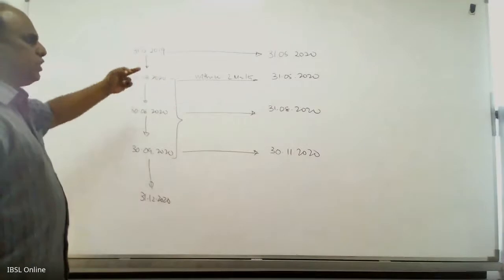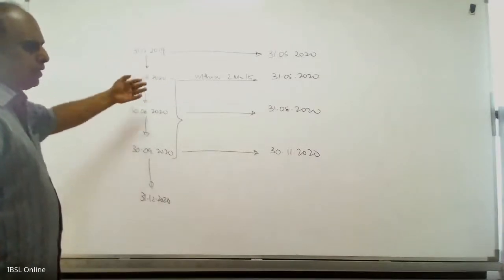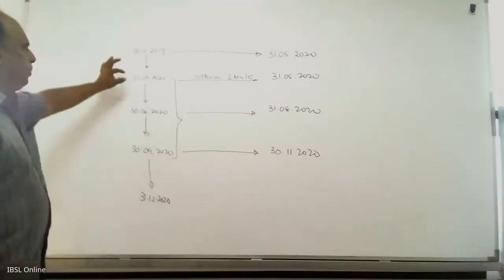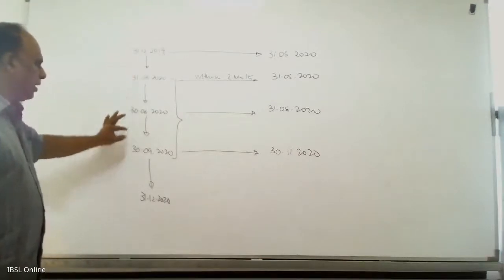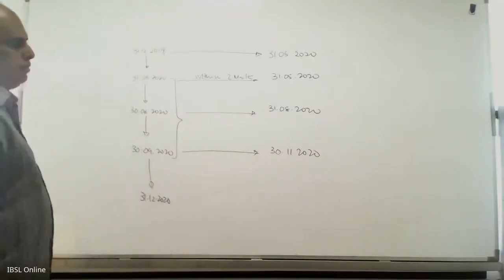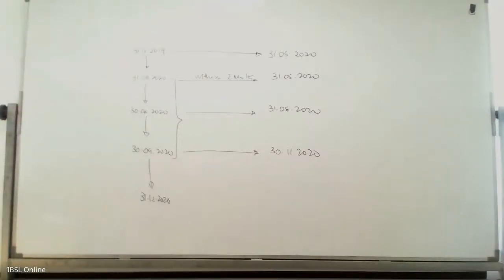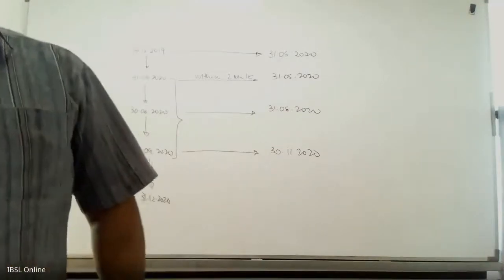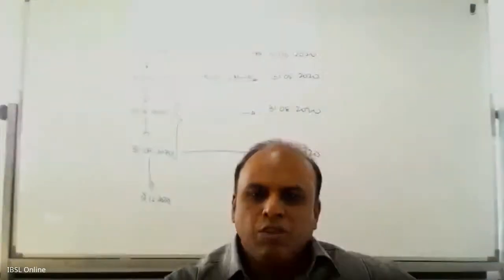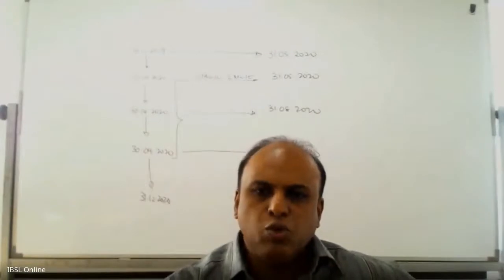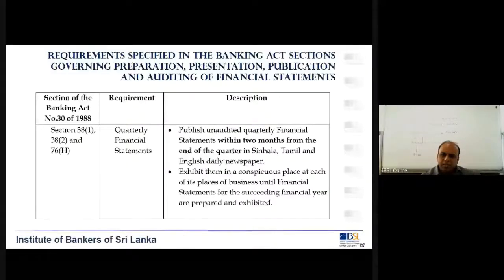Now, if you are a 31st March completing bank, then these dates will differ. This will be your annual, this will be your quarter 1, quarter 2, quarter 3. So in exams, this could be tested. You have to be very careful how to answer the question according to the requirement of the question. Don't get messed up with what they are asking. Here they say publish unaudited quarterly financial statements within 2 months from the end of the quarter. That is what the dates I showed you.